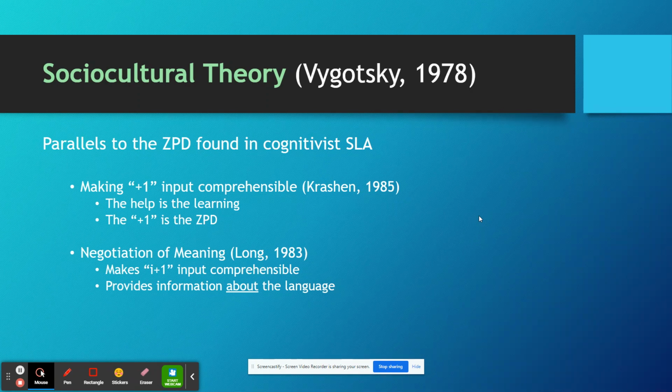To understand this idea, let's apply it to the theories that we already know. So let's take Krashen's input hypothesis, for example. As you recall, Krashen asserted that people learn when they understand L2 input that is slightly higher than their current level. And he referred to that type of input as i+1 input. Essentially, when someone helps a language learner by making the i+1 comprehensible, the help is the learning, and the +1 is the zone of proximal development.